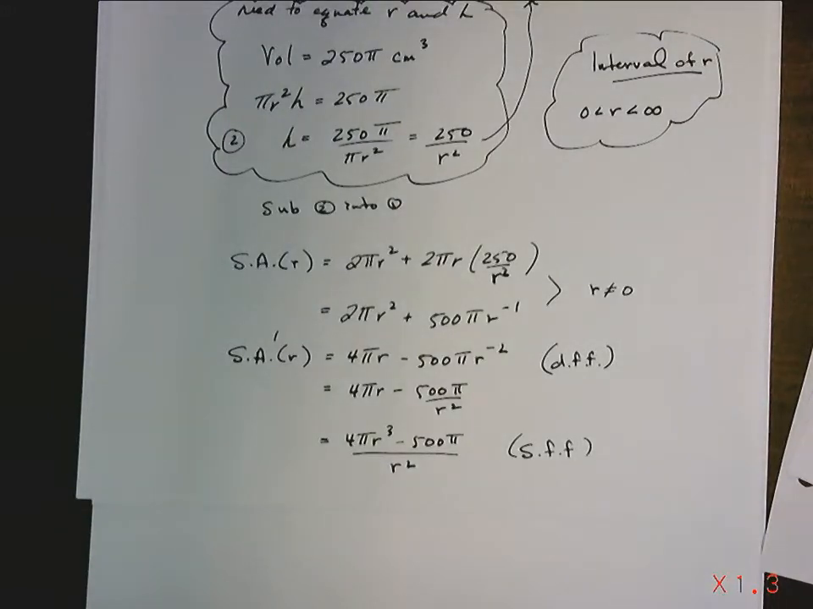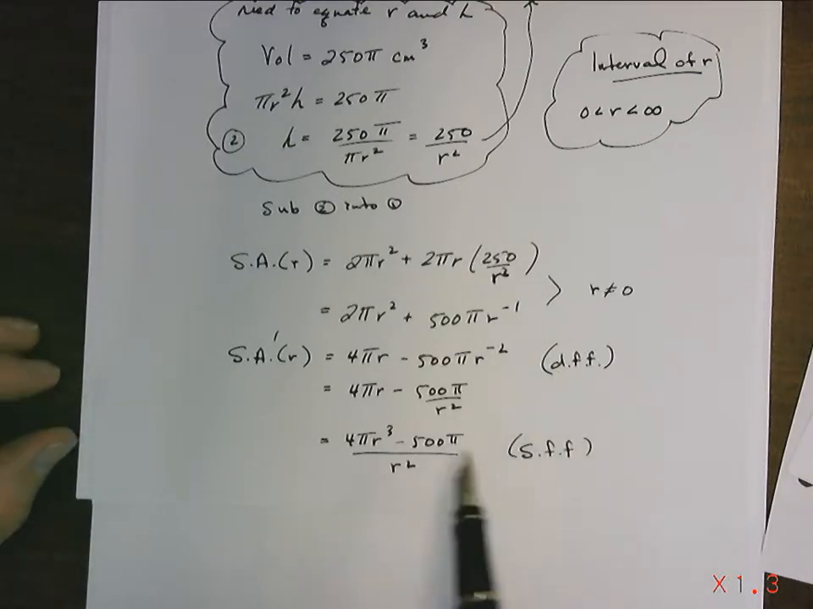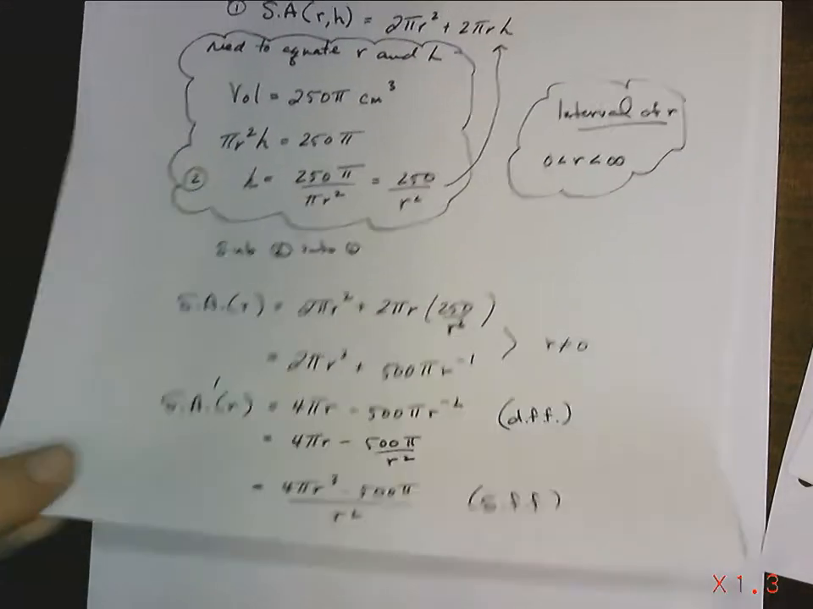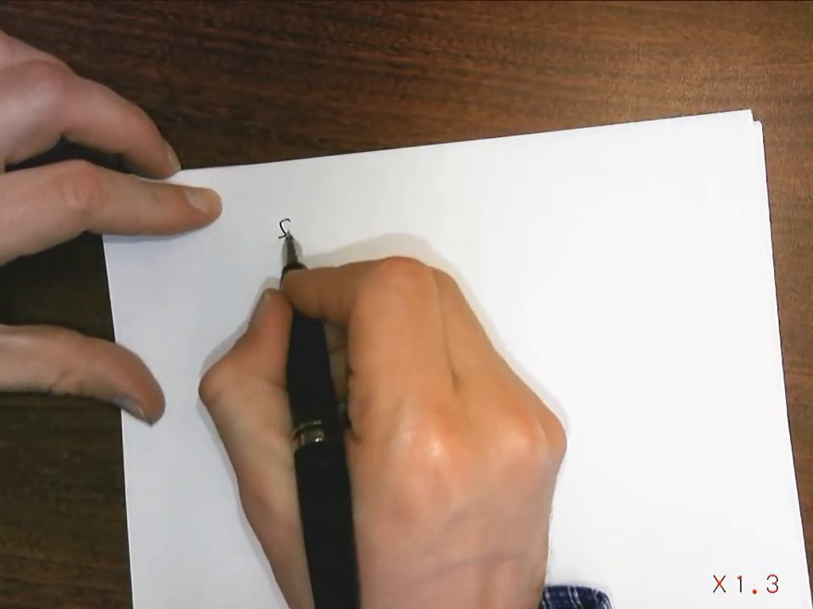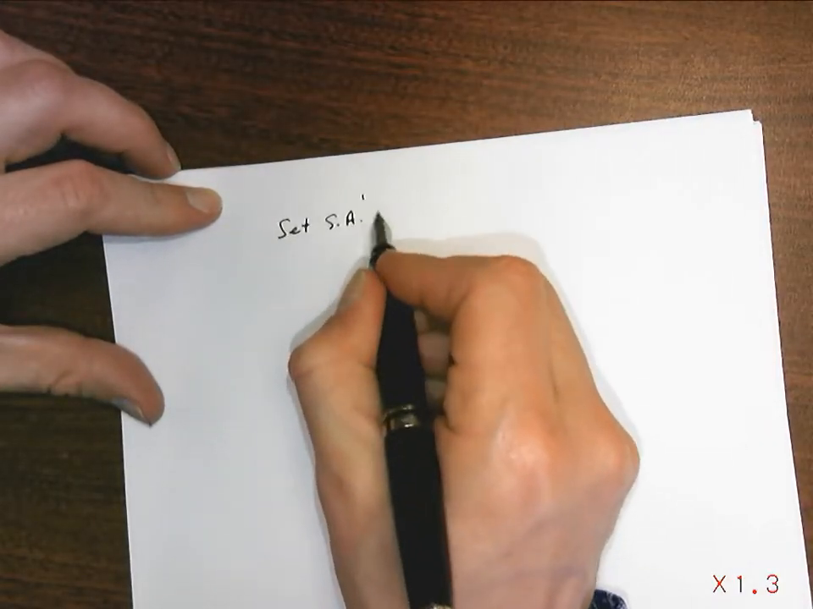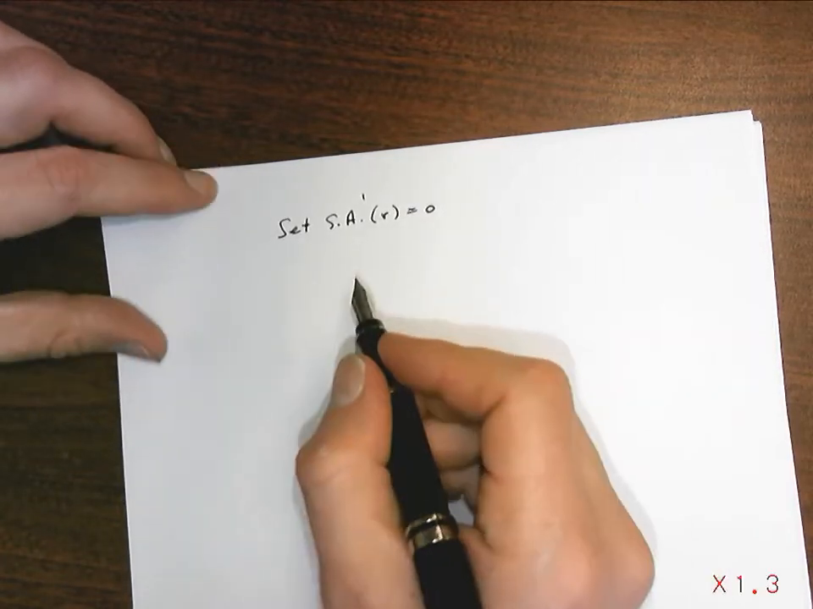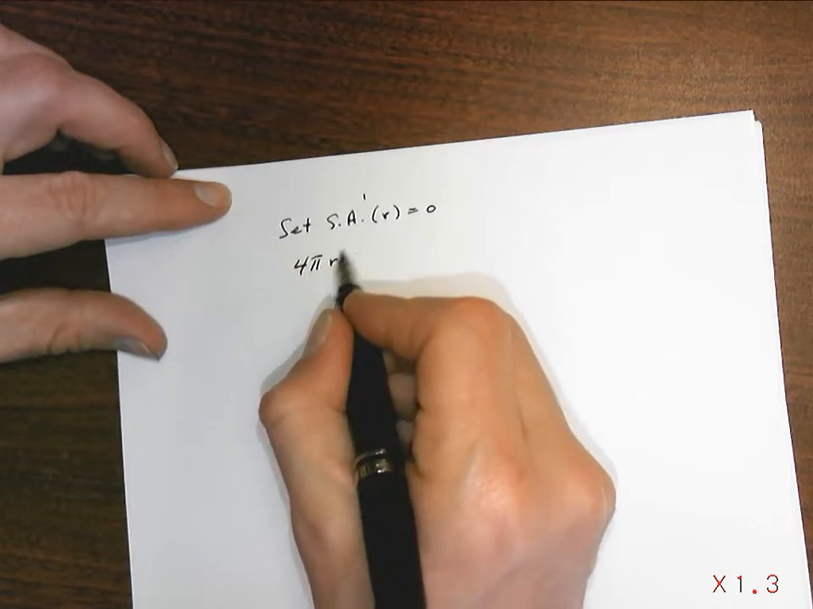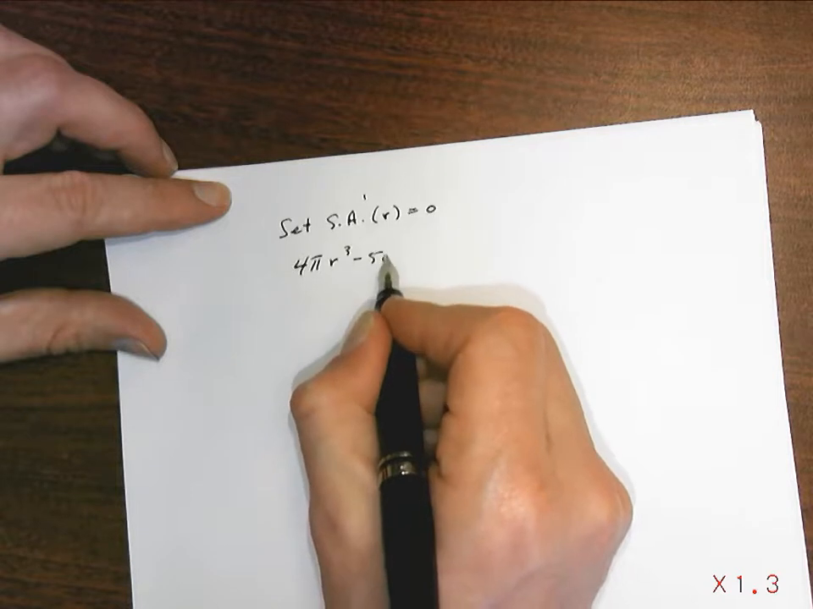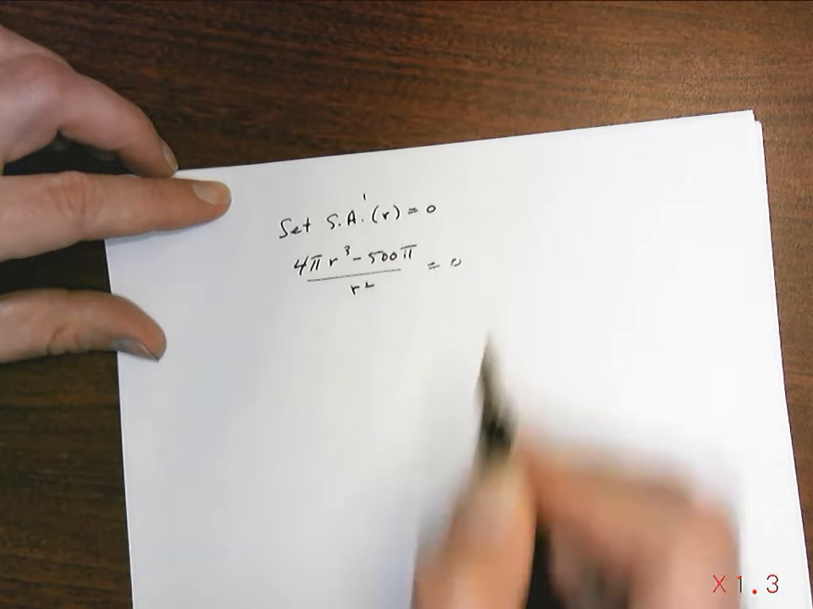Welcome back. Okay, so what we have here is our derivative-friendly form, our solving-friendly form of the first derivative. So what we want to do now is use that value to find any critical values. So we're going to set the first derivative to 0. Therefore I'm going to use my solving-friendly form, which is 4 pi r cubed minus 500 pi over top of r squared equals 0.